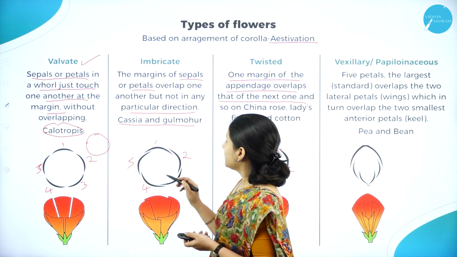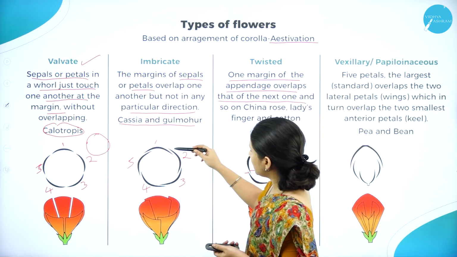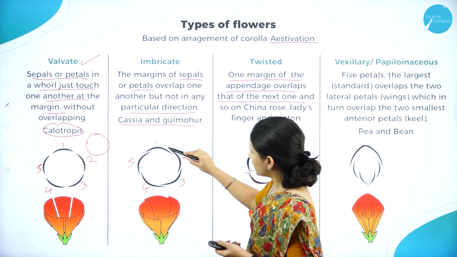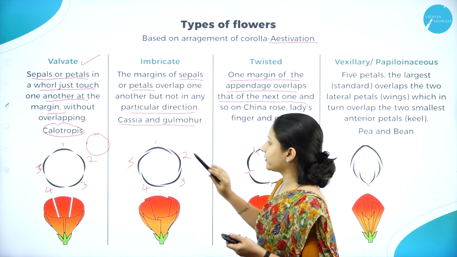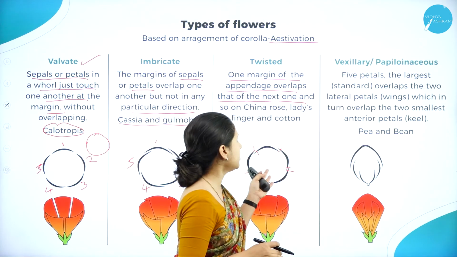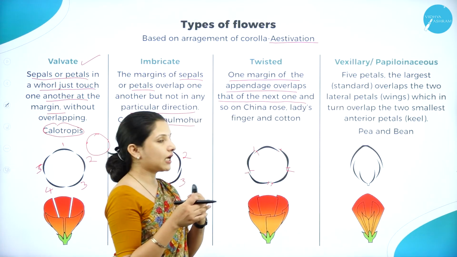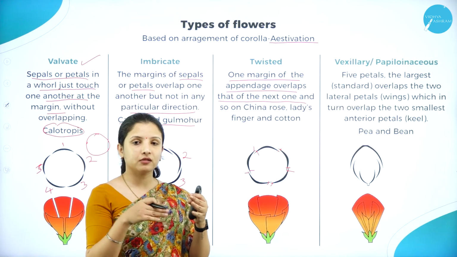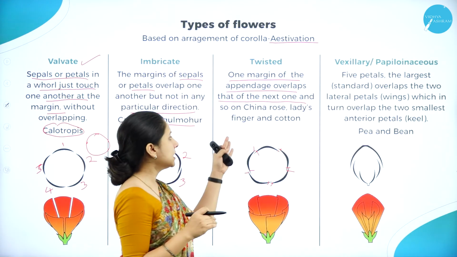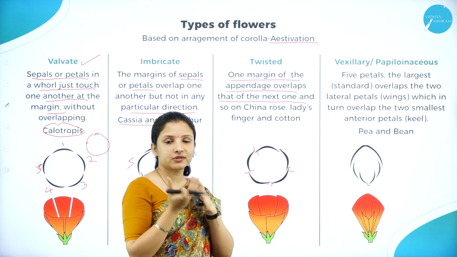So here, in imbricate estivation, what happens? In one particular direction it is overlapping. So if the overlapping starts in this direction, then the overlapping of the margin of the petal will take place in one direction itself. But here it is not like that. It will overlap to the next petal. So one petal will overlap with the other, the next one with the next one, like that. So it looks like a twisted arrangement.